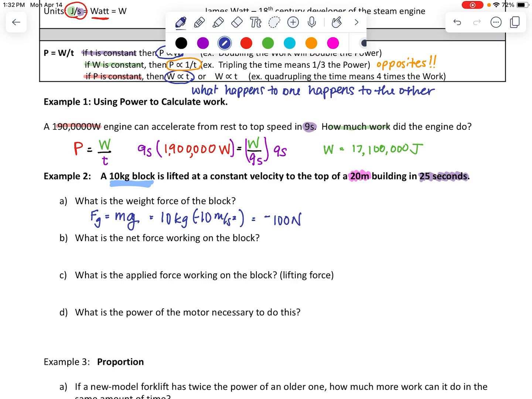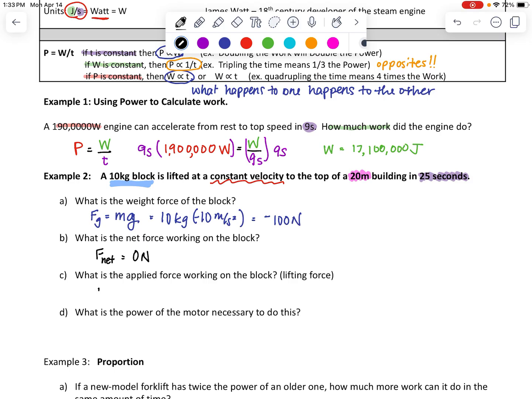What is the net force acting on the block? Well, you can see here that it says this is at a constant velocity, so the net force is going to be 0. F net is 0 newtons. Balanced forces. So what's the applied force?